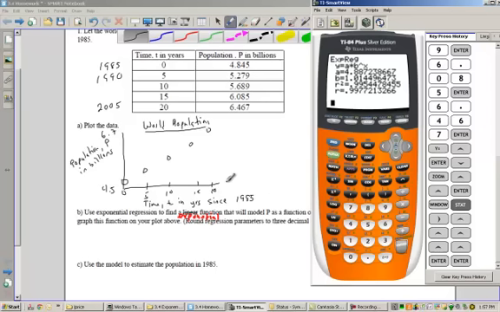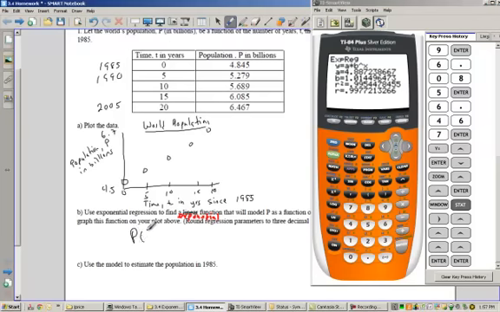They're using y for the output, ours is P, so we'll say P of t is equal to, and it says round regression parameters to 3 decimal places, so we'll write down 4.887 times 1.014 to the t.